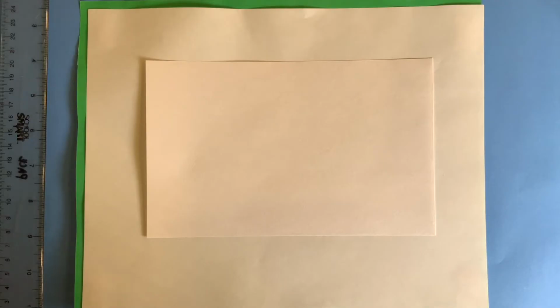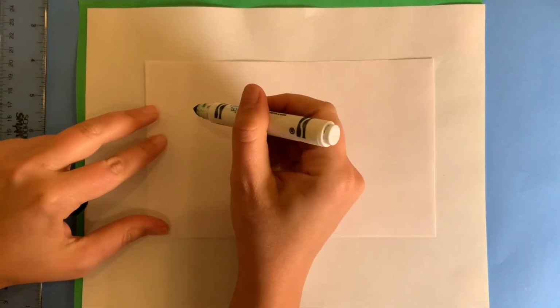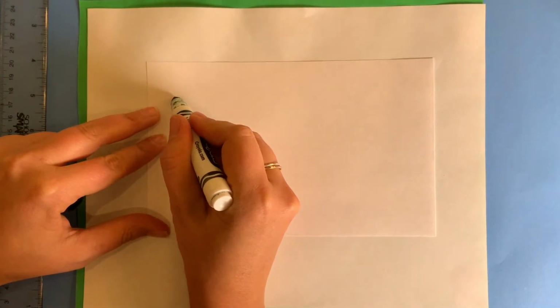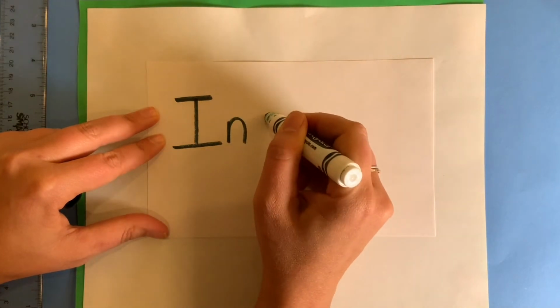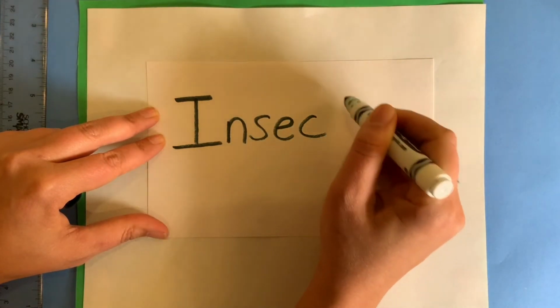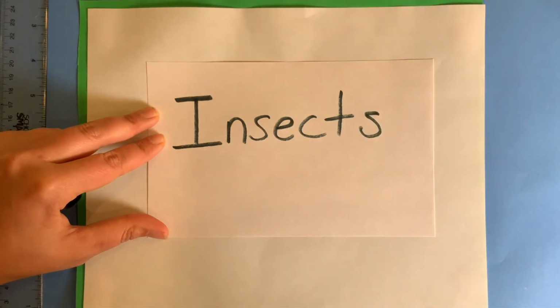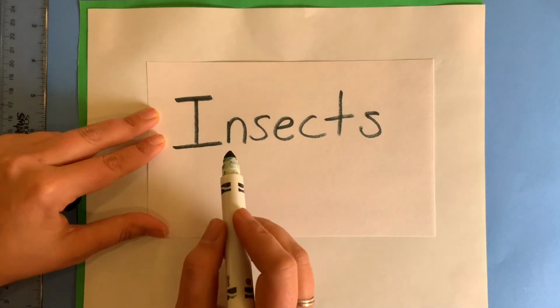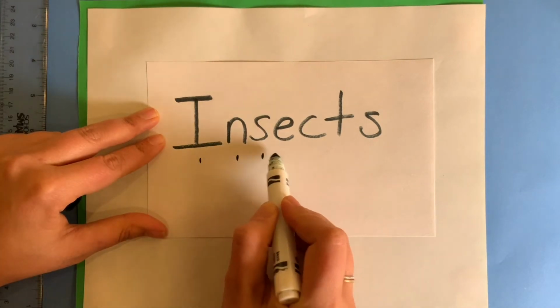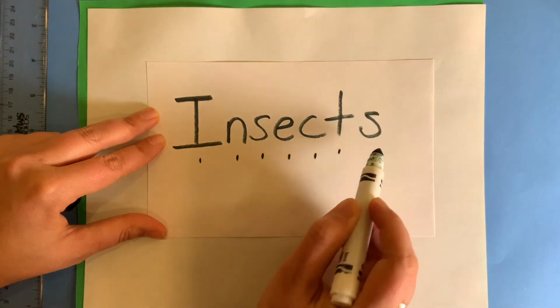It does help to first write the letter so that we can use it as a guide when we draw that letter. So if you can write the letter on a different piece of paper, we're going to use a capital I, N, S, E, C, T, S. And when we draw this letter, we need to know how many letters there are to begin with. 1, 2, 3, 4, 5, 6, 7.